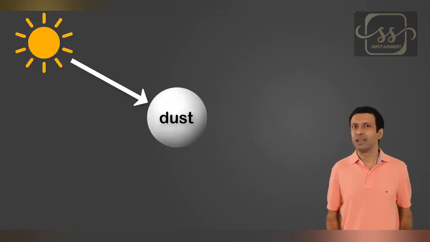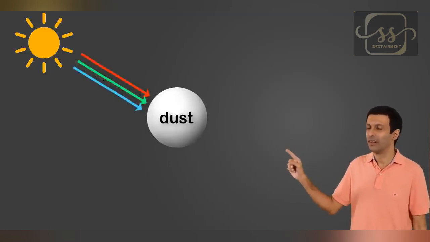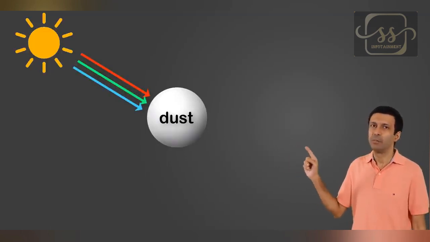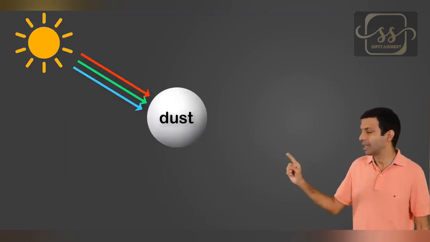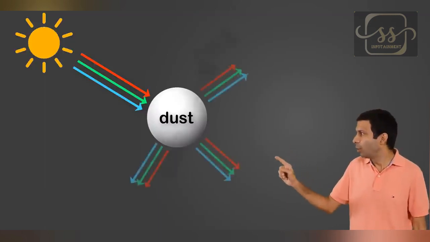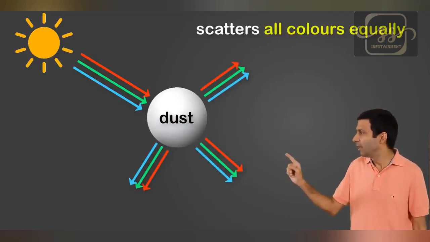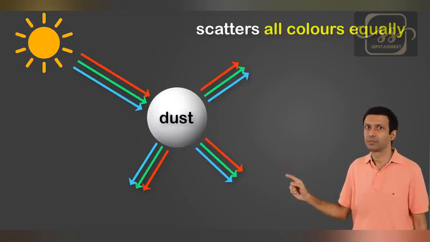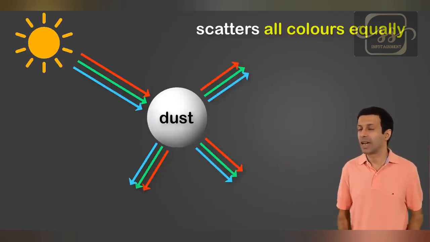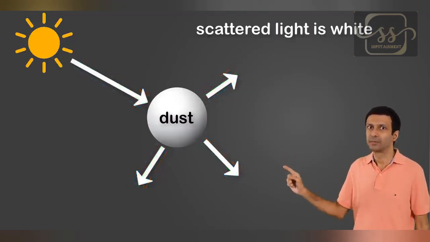For simplicity, let's consider the white light to be made of the three primary colors only: red, green and blue. Let's focus our attention on only one dust particle. The dust particle scatters all the colors equally. So as you can see, red, green and blue are scattered equally in all the directions. So the white light, when scattered by this dust particle, appears white in color.